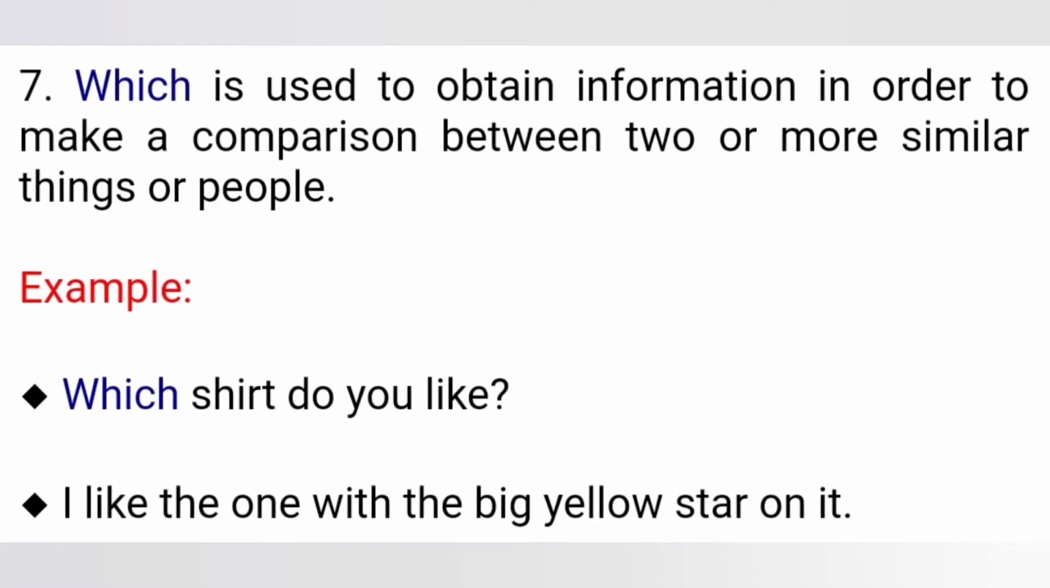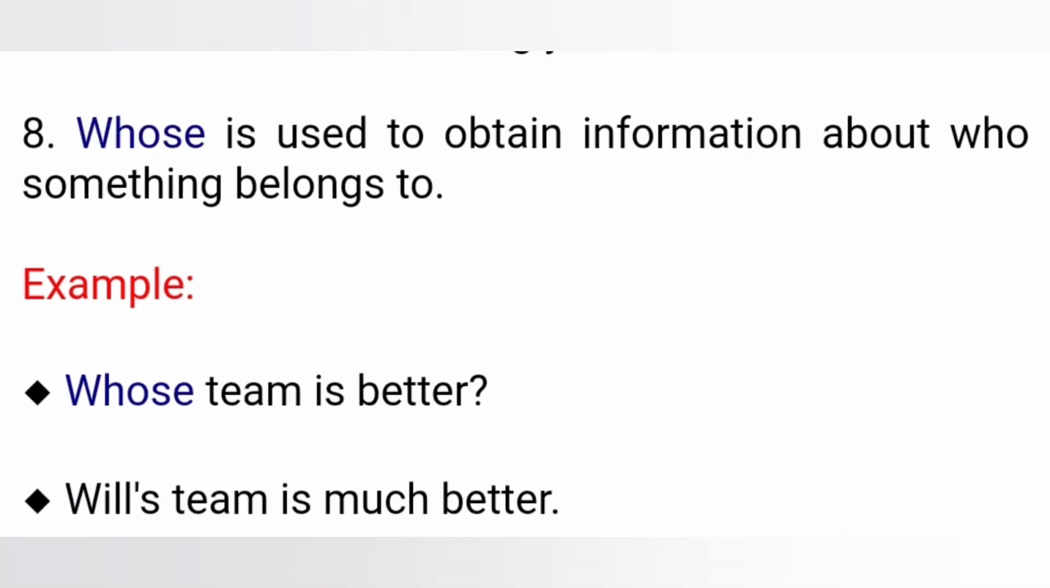Number 7, which is used to obtain information in order to make a comparison between two or more similar things or people. For example, which shirt do you like? So the answer, I like the one with the big yellow star on it.